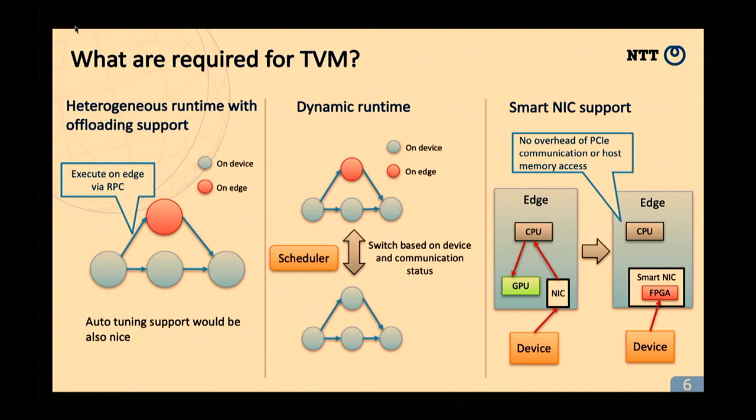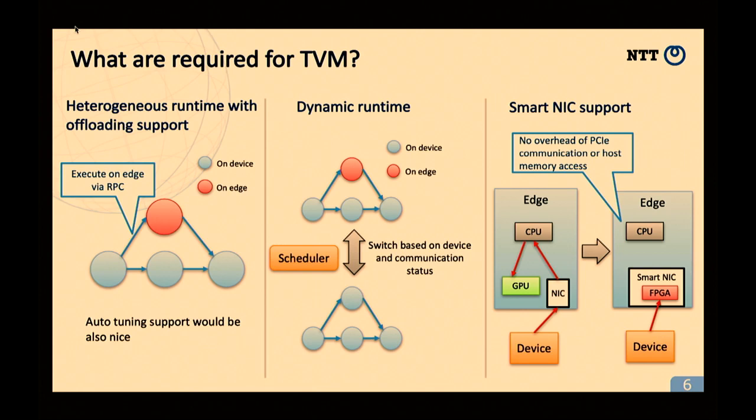And these are features we'd like to add to TVM for edge computing. By adding offload support to heterogeneous runtimes, we can offload operators of the graph to the edge with annotation. And I think it is also interesting if TVM could support deciding which operator should be offloaded to the edge.